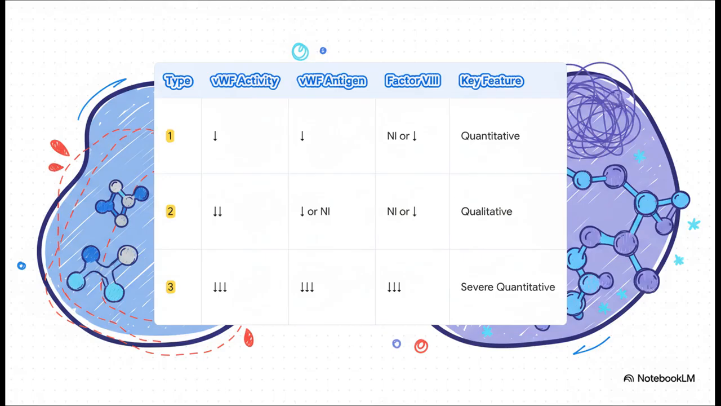Now, the disease gets broken down into types. Type 1 is the most common by far. It's a quantity problem. You just don't make enough VWF. Type 3 is also a quantity issue, but it's way, way more severe. You have almost no VWF at all. Then there's type 2, which is the odd one out. It's a qualitative problem. You might make enough of the factor, but the stuff you make doesn't work right. And knowing these differences is everything when it comes to treatment.